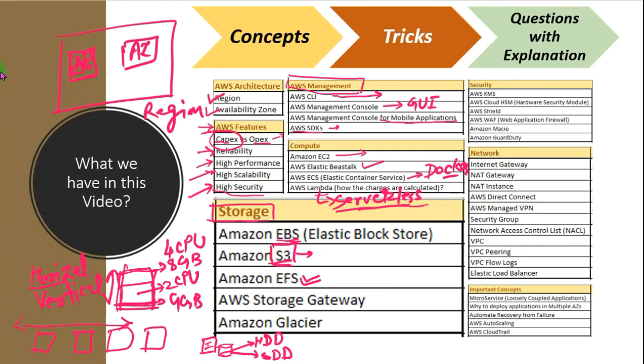So Elastic File System is a file storage service for Amazon Elastic Compute Cloud, like for EC2s. So it's like a file server in AWS, we can say.